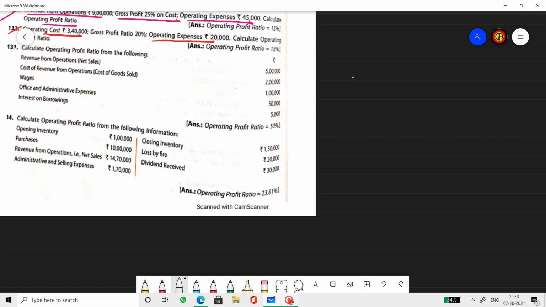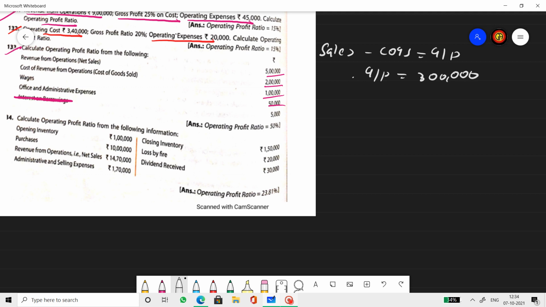So now the 133 question. 133: revenue from operation is 5 lakh, 2 lakh is cost of revenue, wage is direct, and office expenses. Interest on borrowings we won't take, because this is a finance expense, not part of operating profit. Hence, first thing we need to find is the gross profit here. So sales minus COGS will give us gross profit, which is 5 lakh minus 2 lakhs. So gross profit becomes 3 lakhs.